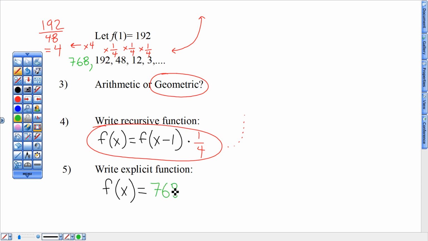I have in parentheses that 1/4 number, because that's the number I'm timesing by 1/4. And I close that and I raise that to the x power. That is the explicit. And explicit, remember, is a line drawn through the points. Recursive is just dots. All right, moving on.